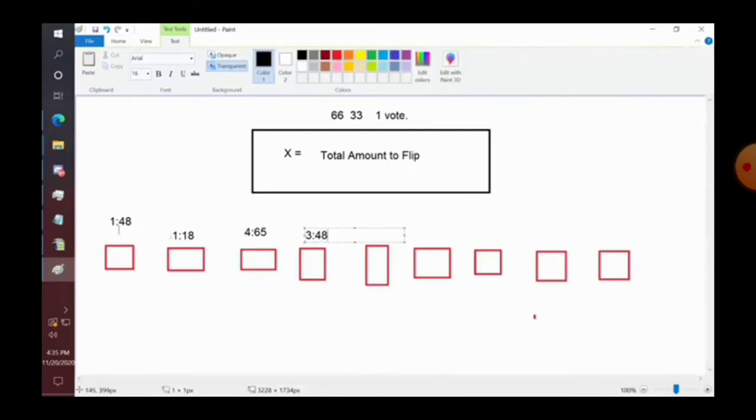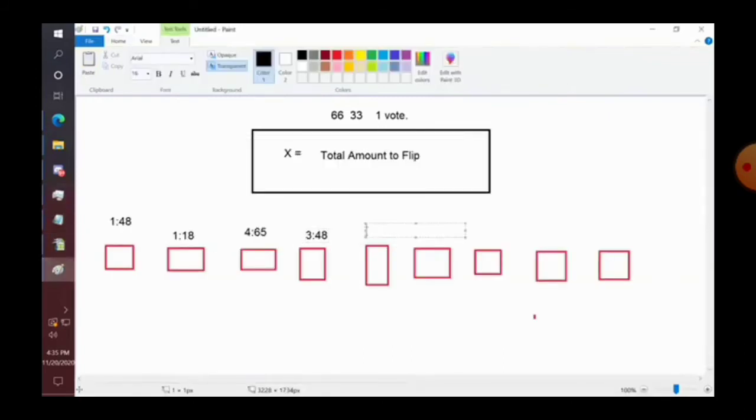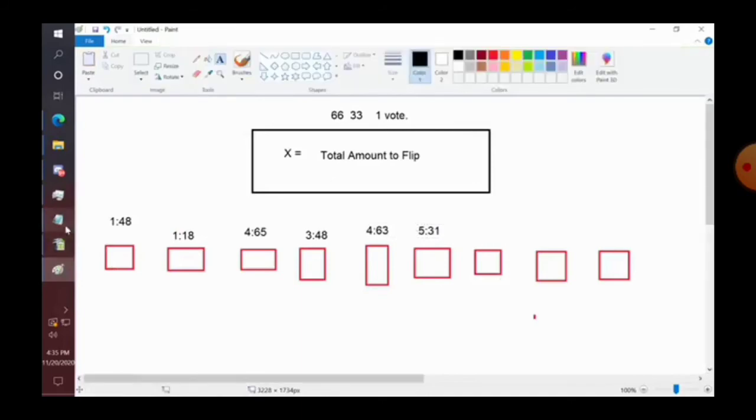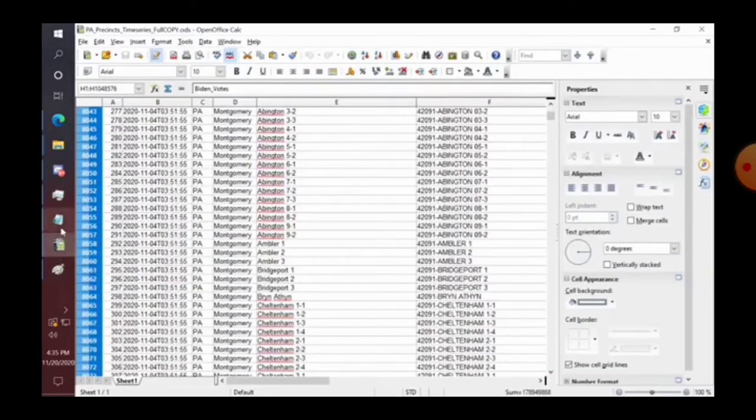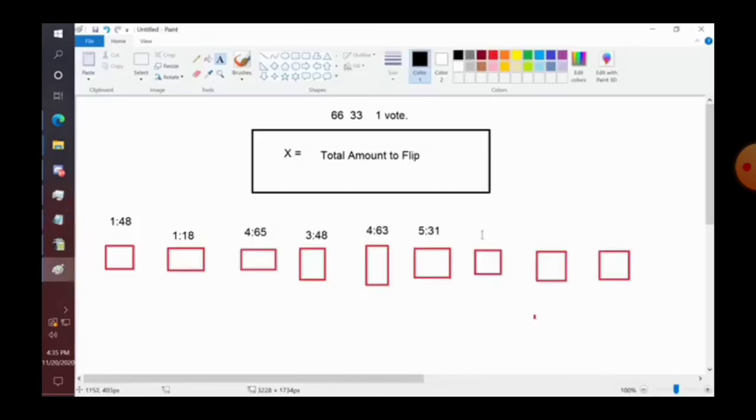And this wouldn't be very hard for a computer to do. 4 to 63. 5 to 31. I purposely didn't want to make them the same size. I just sort of dragged the cursor because they're not the same size in reality either. 1 to 6, 1 to 5, 1 to 4.